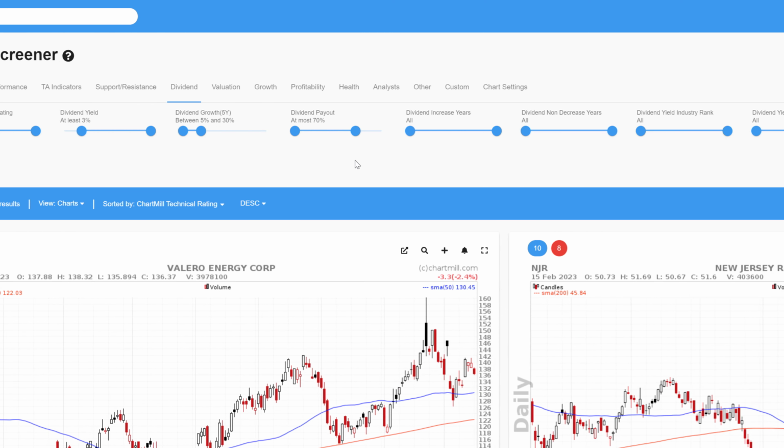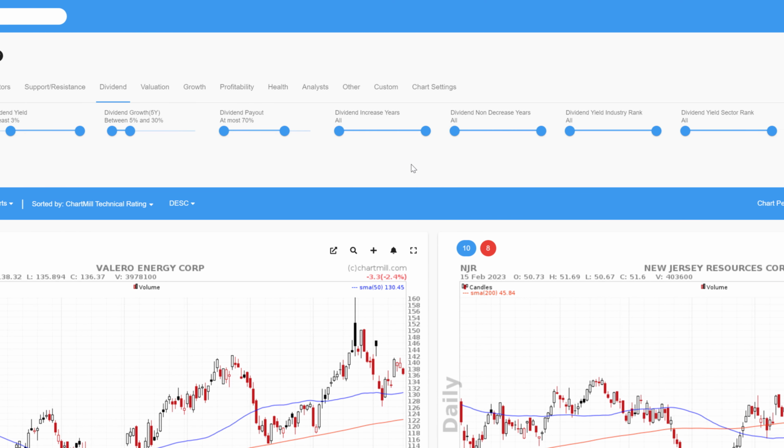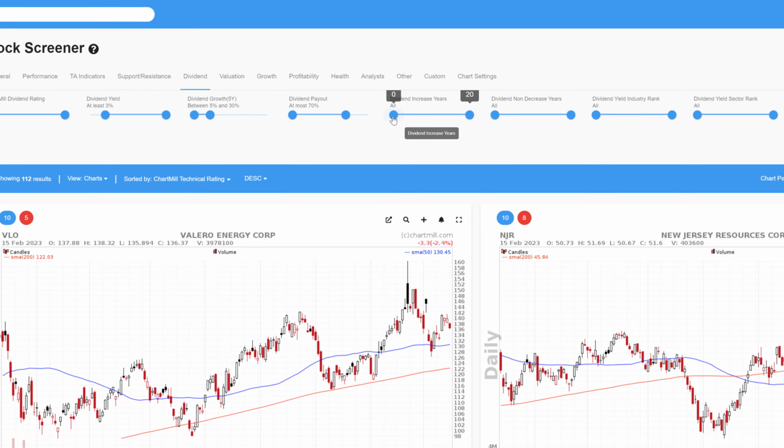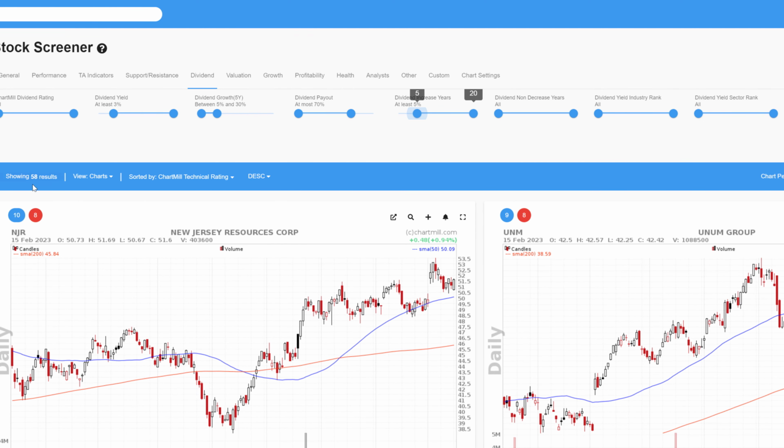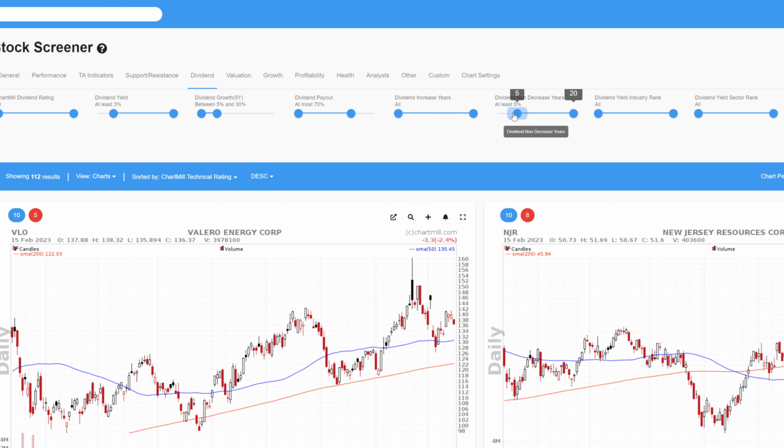With the following filters, I set the number of consecutive years that the dividend was increased or at least stayed the same each following year. To make the difference clear, I will first set the dividend increase filter to 5 years. However, when I use instead the non-decreasing filter and set this also to 5 years, I have significantly more results.